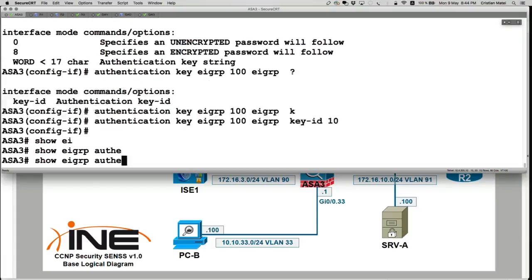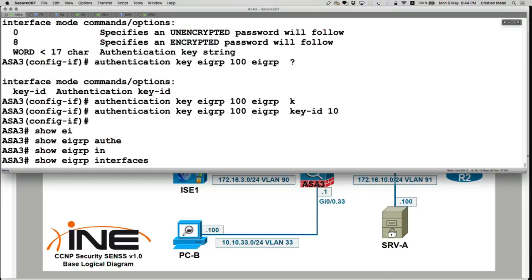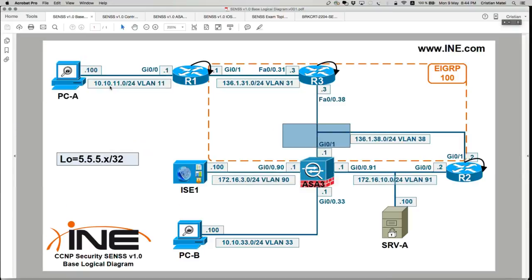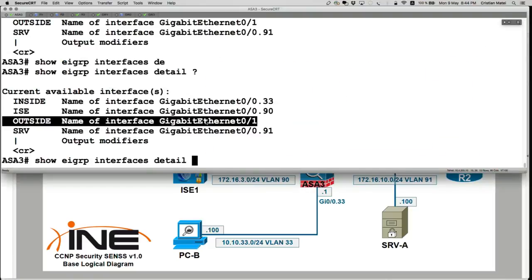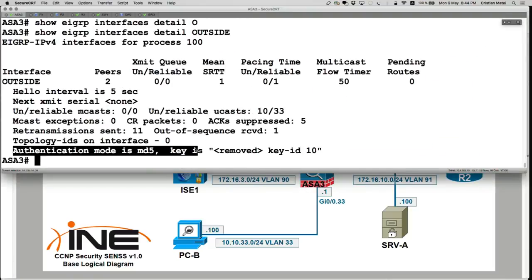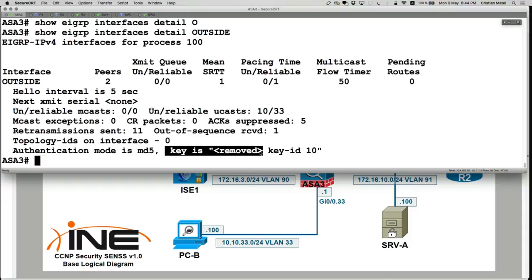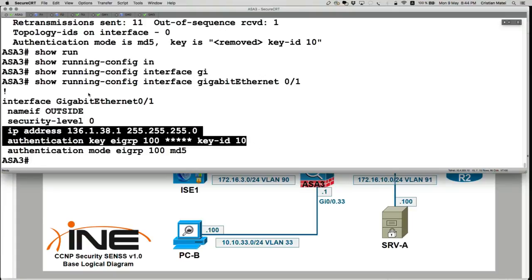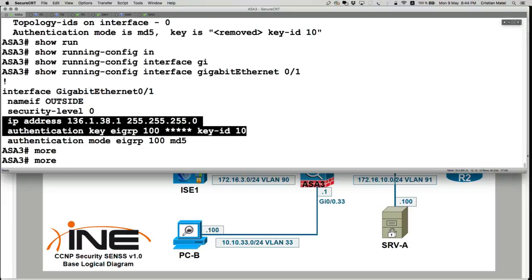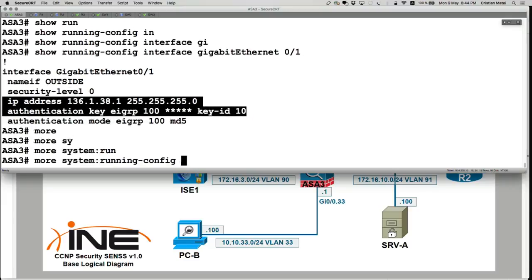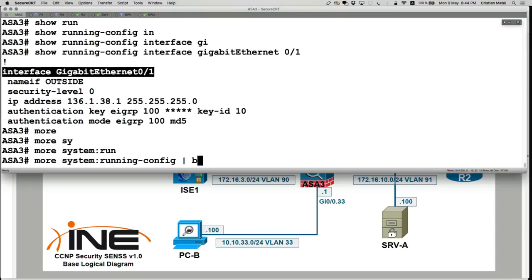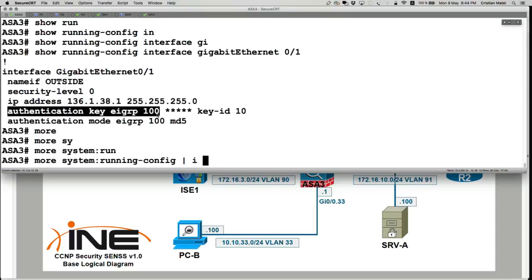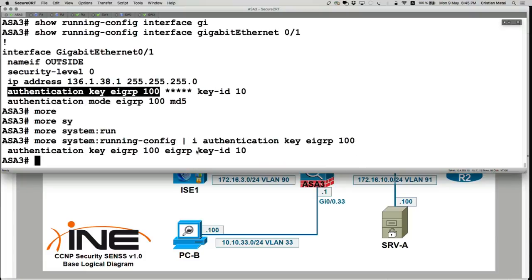Likewise on ASA2, show eigrp interfaces detail. Gig0/1 is going to be outside. And likewise authentication MD5, the key is removed for security reasons on the ASA, but you see the key ID. If you want to see the key on the ASA on show interface Gig0/1, likewise you don't see the key, just for security reasons to prevent shoulder surfing. So you have to say more system:running-config and begin or include this command. And you're going to see the key in clear text, which is going to be EIGRP.